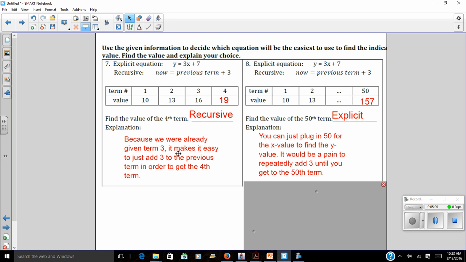So the whole purpose of this little assignment is to get you seeing the difference between when it's an appropriate situation to use a recursive equation and when it is an appropriate situation to use an explicit equation. And there are times when one is better than the other, and it is very important to be able to distinguish those, what's better to use and when.